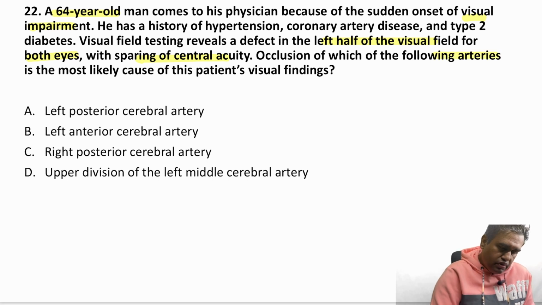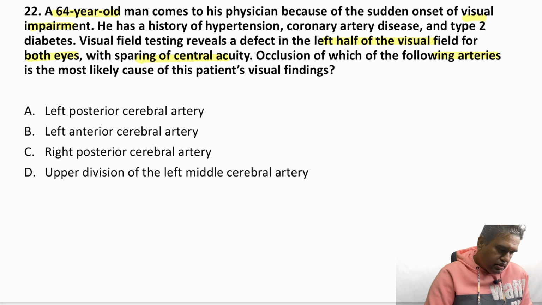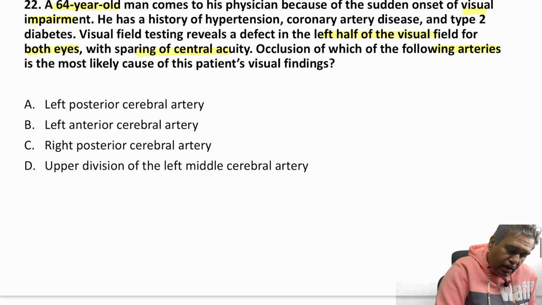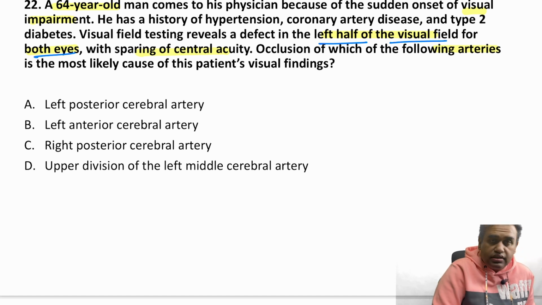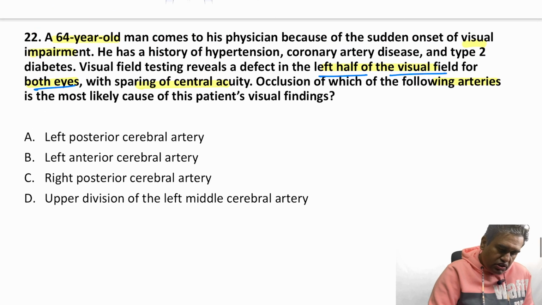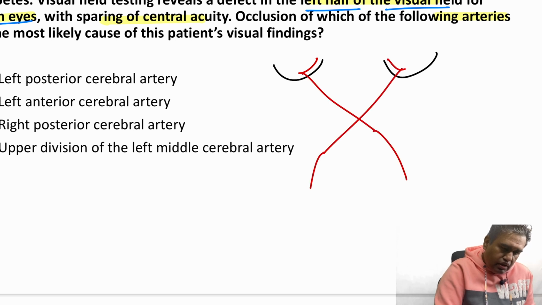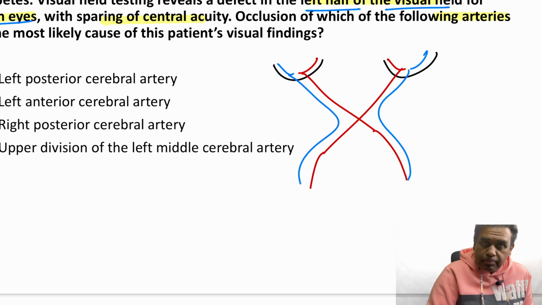So here, if you look at the question, there is some visual impairment with comorbid conditions like hypertension, coronary artery disease and diabetes. Visual field reveals a defect in the left half of the visual field for both eyes. If you remember, we did a similar question where we drew these two retinas. This was the nasal hemiretina, and they cross each other at the optic chiasm, and this was the temporal hemiretina, which goes to the same side.